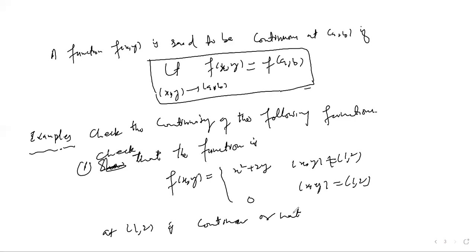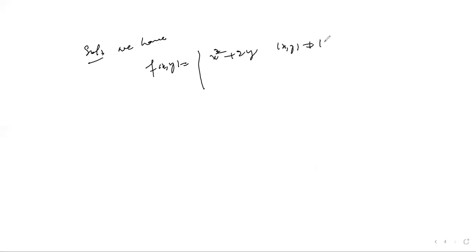Limit. Apply direct limit. Okay, you have to first check whether the limit exists or not. So, solution: we have f of x comma y is equal to x square plus 2y for x comma y not equal to 1 comma 2, and it is 0 for x comma y equal to 1 comma 2. So we need continuity at the point 1 comma 2.